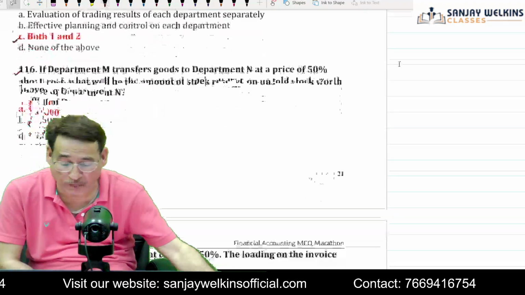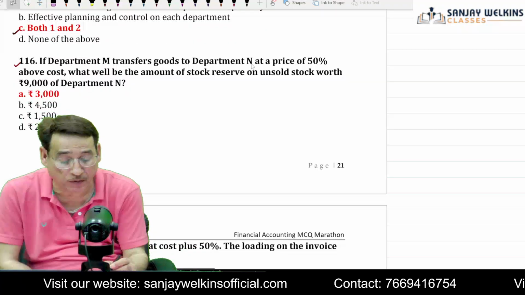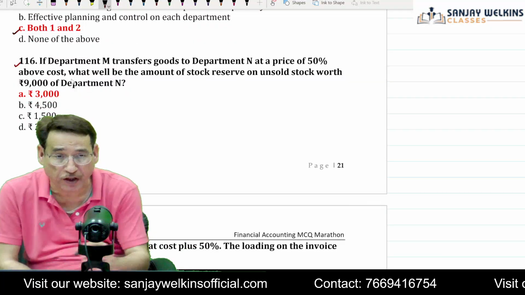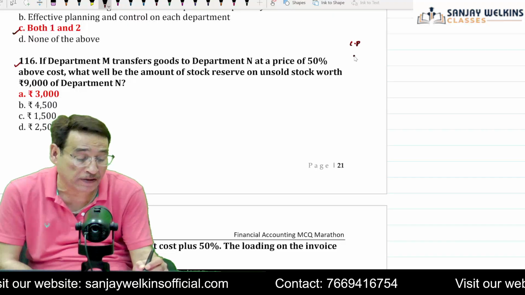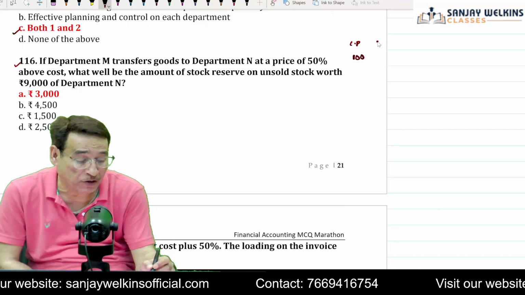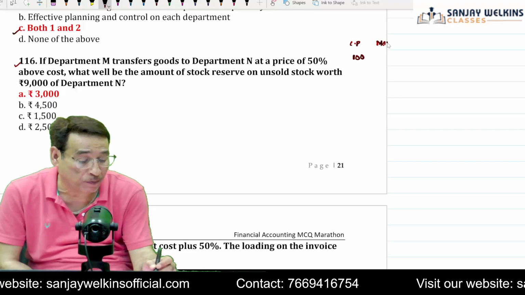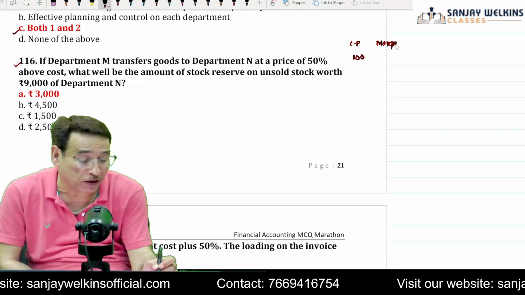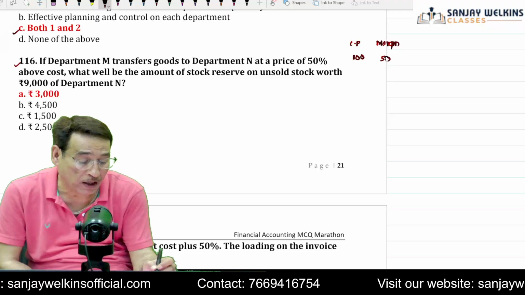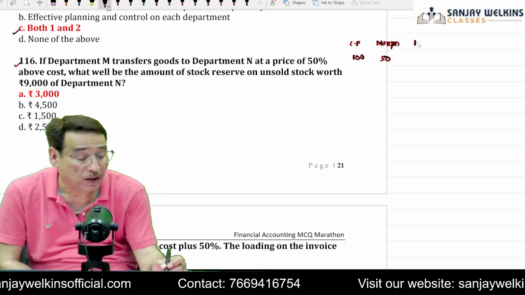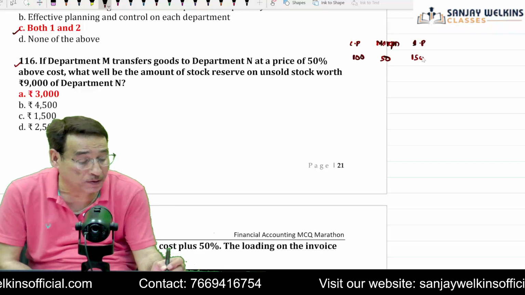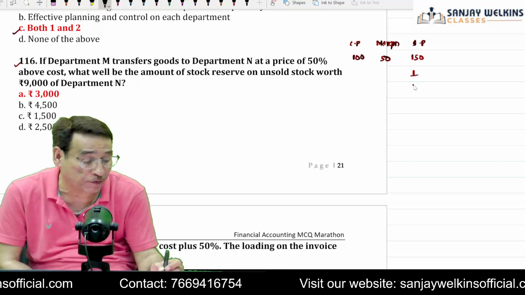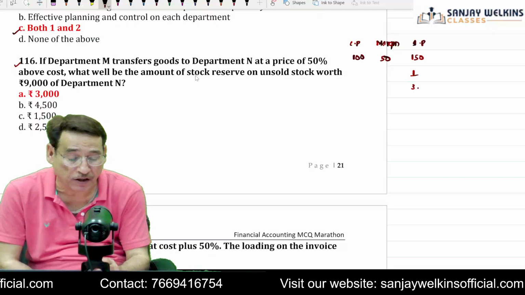116. If Department M transfers goods to Department N at a price of 50% above cost. 50% above cost. So cost price is 100. Margin is equal to 50. So that means the selling price is equal to 150. So rate of profit on selling price will be 50 by 150, that is equal to 1/3.